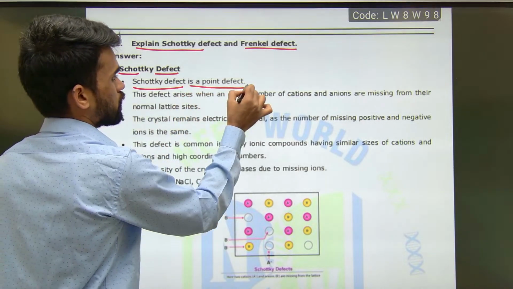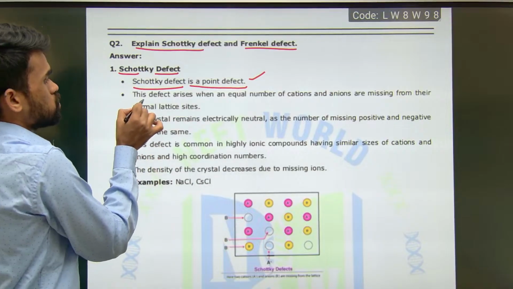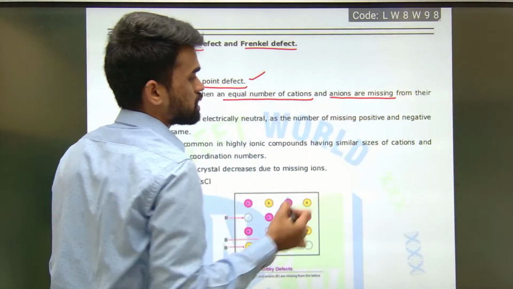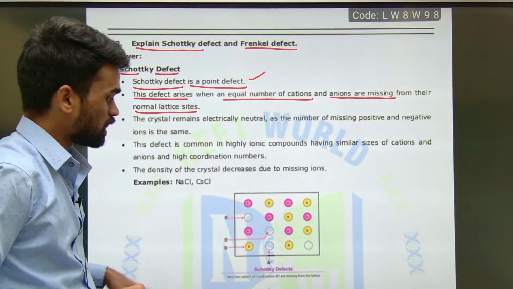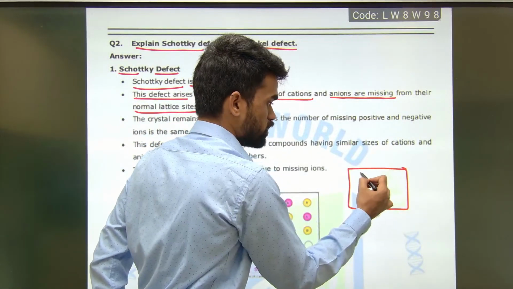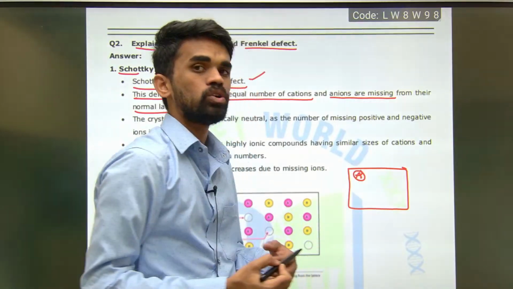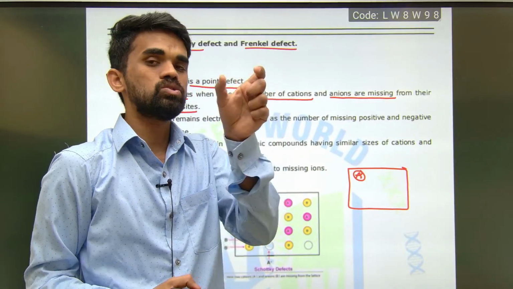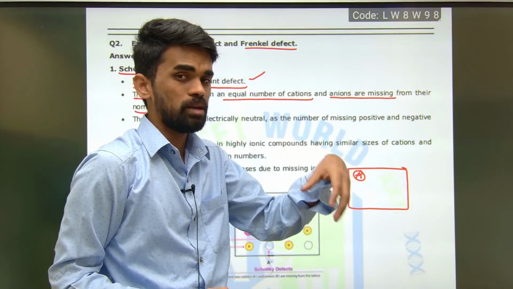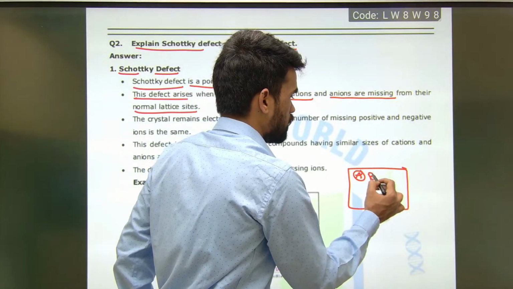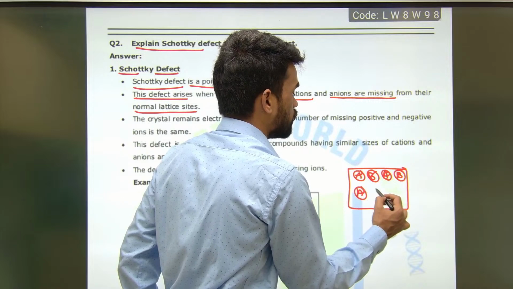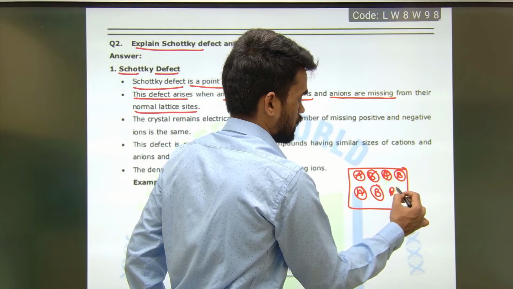Okay, it's a point defect. What is it? It's a point defect. This defect arises when an equal number of cations and anions are missing from their lattice. If you consider lattice, what do we mean by lattice? It is an arrangement of atoms, for example, a sodium chloride crystal. We have sodium cations and chloride anions, and they will be arranged in a proper way, like AB, a cation and anion, properly oriented in the lattice formation.